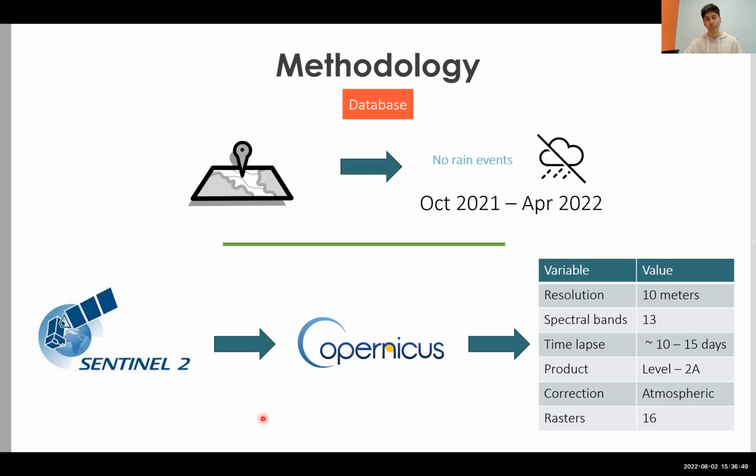So we went to Sentinel-2, specifically the Copernicus website, and we extracted all the bands that we need to estimate the different land indices. And to make this very clear, we selected the product that has the atmospheric correction. Basically we extracted 16 different rasters, and the time lapse between each raster is around 10 or 50 days.